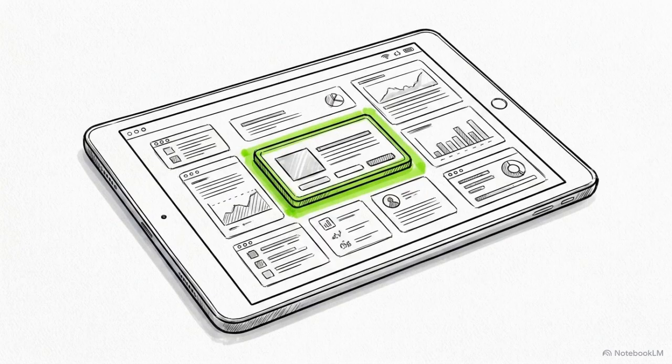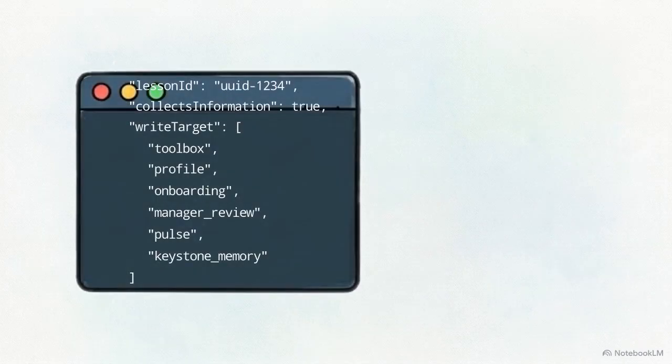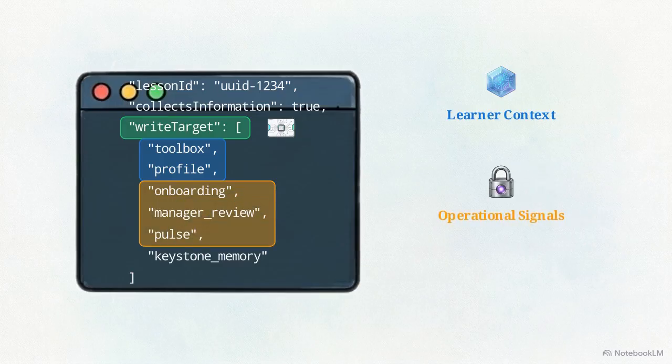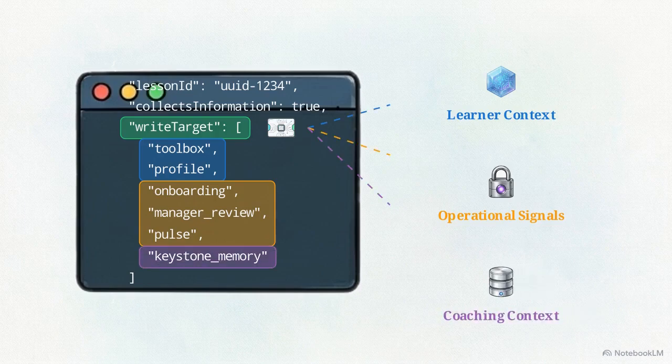The foundational unit of this system is the lesson object, rendered inside the course player. This JSON schema defines how a lesson behaves. We focus specifically on the collects information boolean. When true, learner input follows the right target routing parameter. The JSON schema array directs data to destinations like toolbox for reusable artifacts or profile for user context. Operational parameters route directly to readiness tracking and assignment reviews. Finally, Keystone Memory personalizes future coaching.